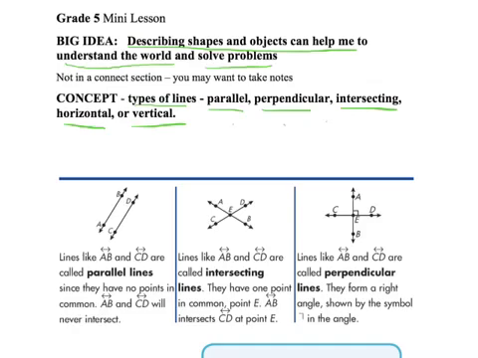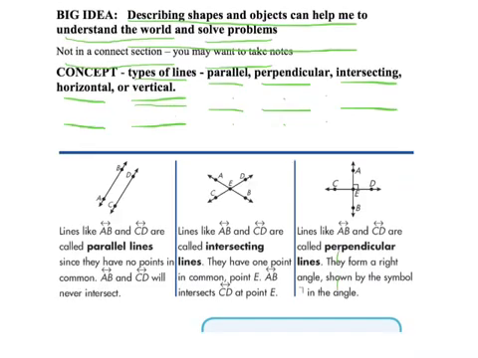So, to start off with, parallel lines. Lines are often described as 2 points. Here we have line AB and line CD. They are parallel lines because they have no points in common. They don't ever intersect, and in fact they are the exact same distance at any point on those two lines.